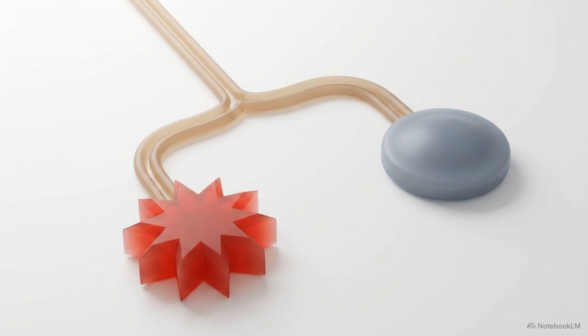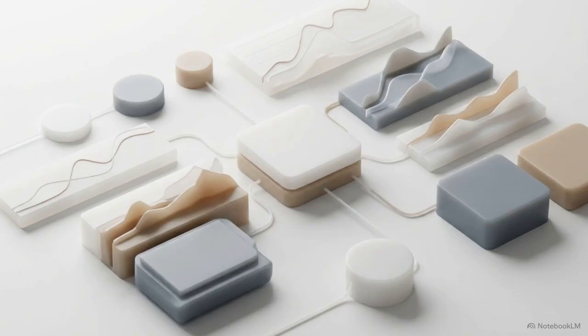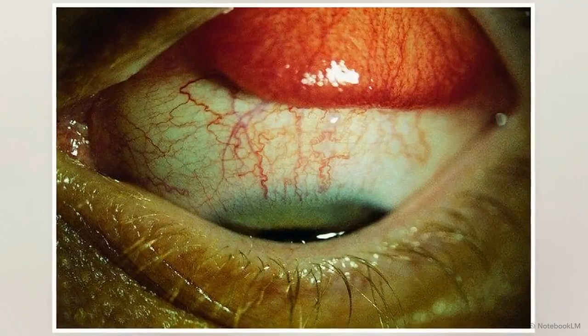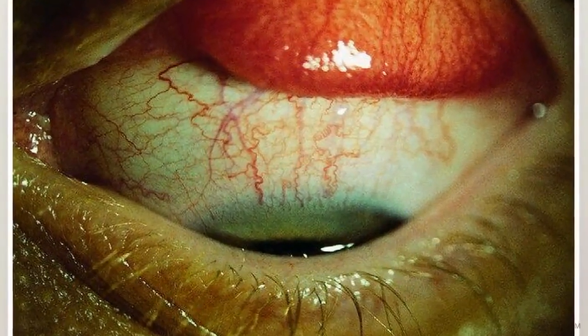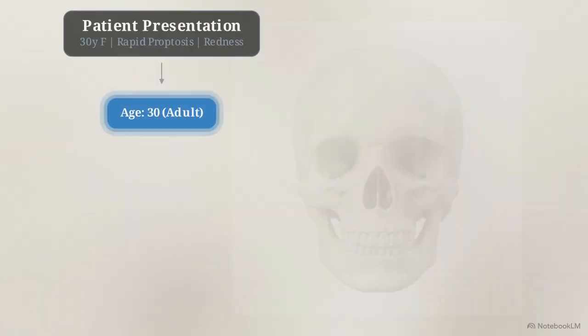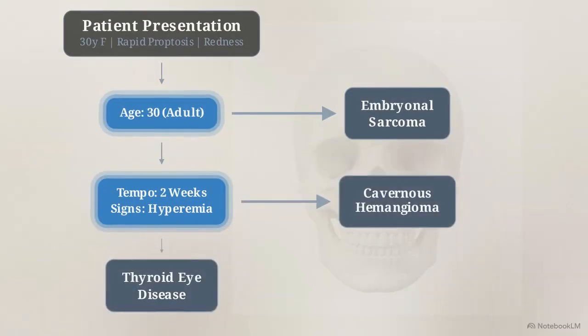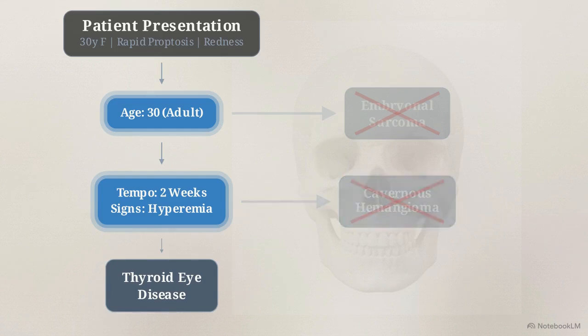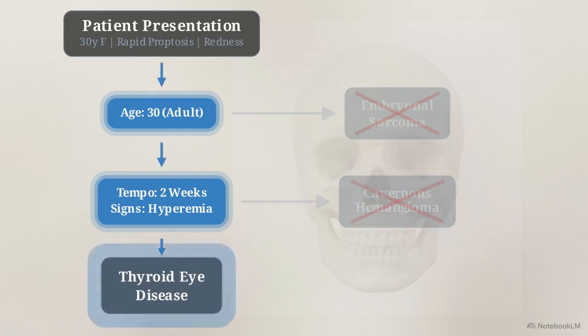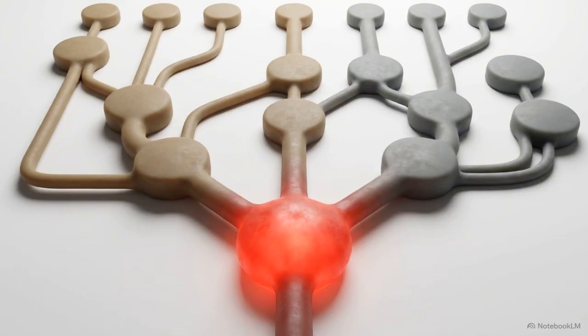Returning to our initial case study, we have a 30-year-old female presenting with a 2-week onset of severe proptosis, reaching 24 millimeters, alongside red, starry eyes. Applying our diagnostic matrix resolves the dilemma. Her adult age effectively rules out embryonal sarcoma. The rapid 2-week onset, combined with acute epibulbar hyperemia, rules out a slow-growing cavernous hemangioma. The definitive diagnosis is clear. She is in the active, congestive stage of thyroid eye disease.